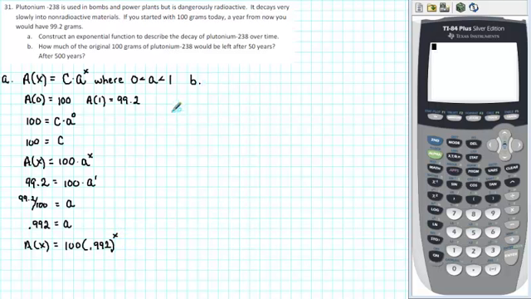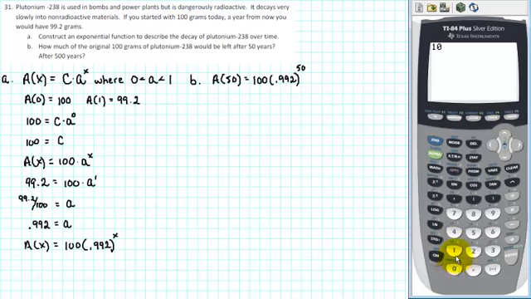In part B, we're asked how much of the original 100 grams of plutonium-238 would be left after 50 years. Well, we just have to substitute 50 for x in our formula and then evaluate the result. So we want to find the amount after 50 years. We substitute 50 for x and we get 100 multiplied by 0.992 raised to the 50 power, and then we use our calculator to evaluate that expression.